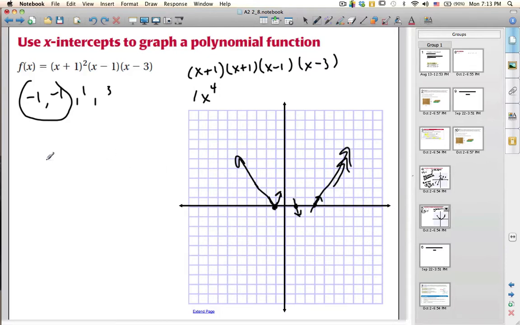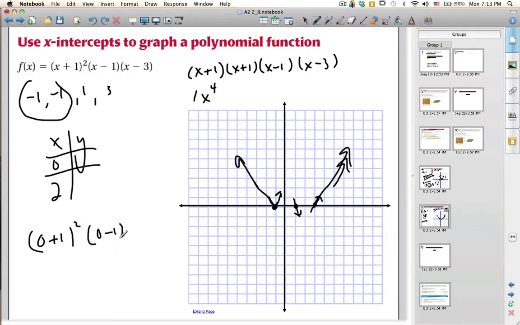I want to plug in a couple of different points. I'm going to plug in 0, and I'm going to plug in 2. Right? So I'll have 0 plus 1 squared, 0 minus 1, 0 minus 3. So this is 1 squared, which is 1, times negative 1, times negative 3. So this will be equal to 3, 4, 5, 6.